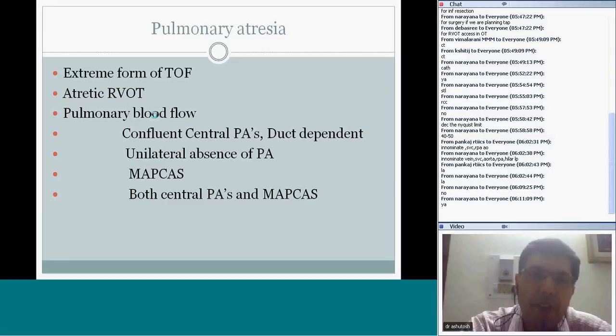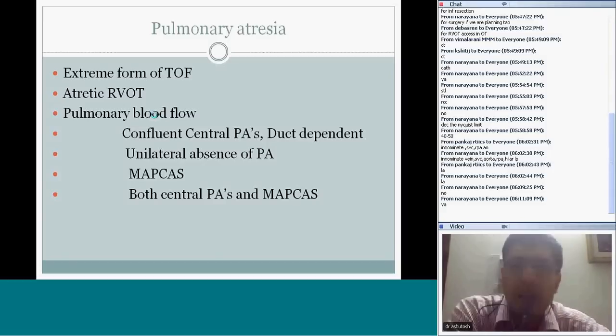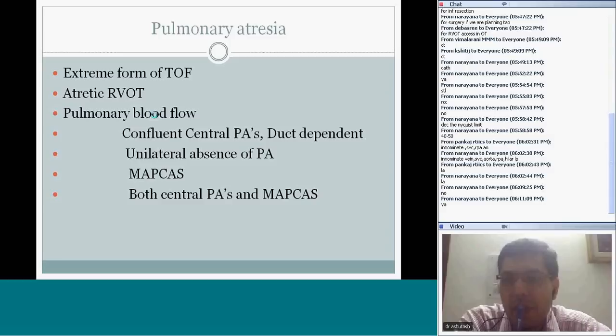Okay, this variant. Another common variant is pulmonary atresia. Here the RV outflow tract is completely atretic. There could be long segment atresia, it could be valvular atresia. Pulmonary arteries again can be in various permutation combinations. There could be presence of central pulmonary arteries which are good size, could be supplied by the PDA or the collaterals. There may be a unilateral pulmonary artery, or there could be absence of both central pulmonary arteries, and there could be all collaterals. Again, these patients can have presentations which could be depending on the pulmonary blood flow.